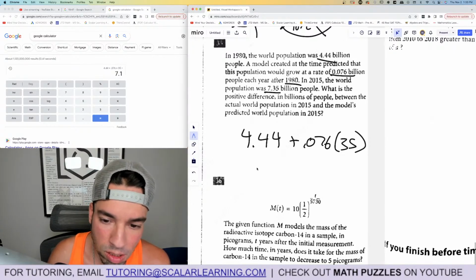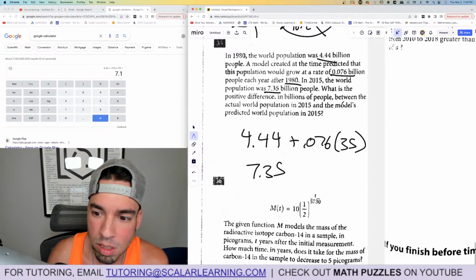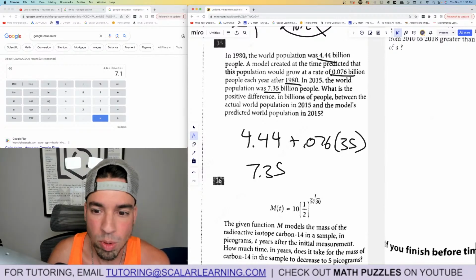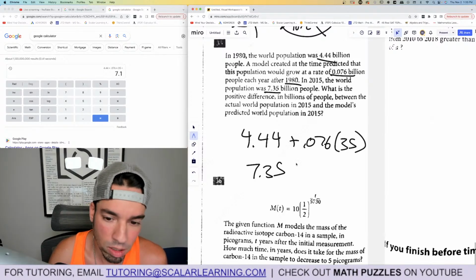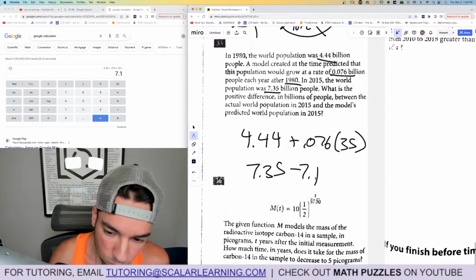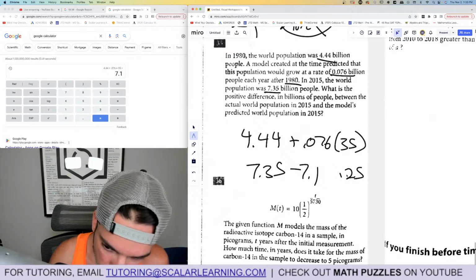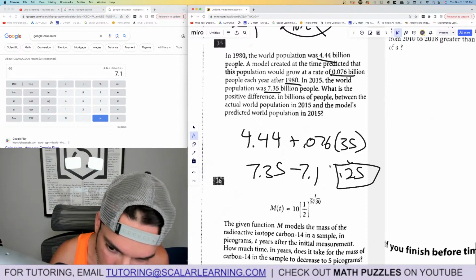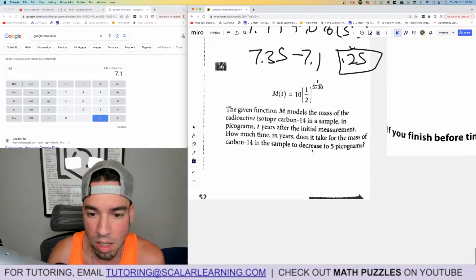But in fact, it was 7.35. What is the positive difference between this and the actual world population in billions? Okay, good. Minus 7.1, which we got there. We can do that mentally. That's 0.25. So 0.25 billion or 250 million. That's how you do it. Done. All right, 36. Now it's going to get hard again.